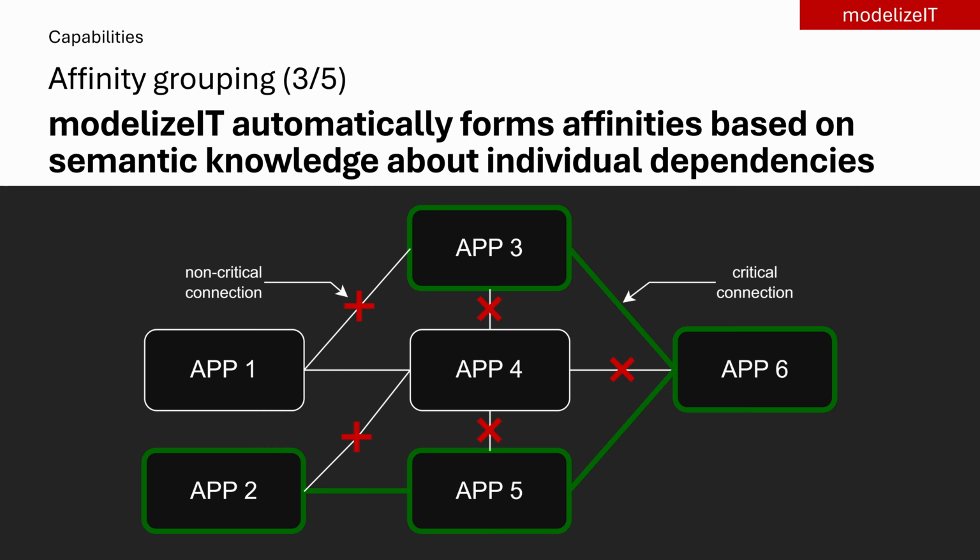Affinity grouping is based on application relationships that cannot be interrupted. modelizeIT automatically detects those dependencies and groups the applications into the same affinity, highlighted here in green. It knows which dependencies can be interrupted based on an array of application models. This helps ensure that critical functionality remains intact throughout the migration.